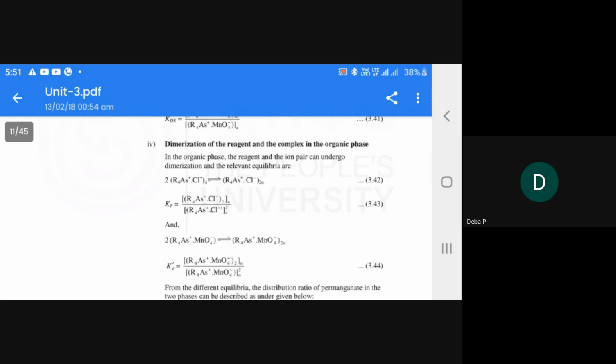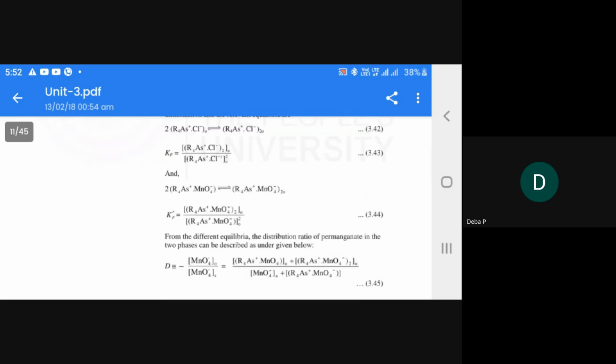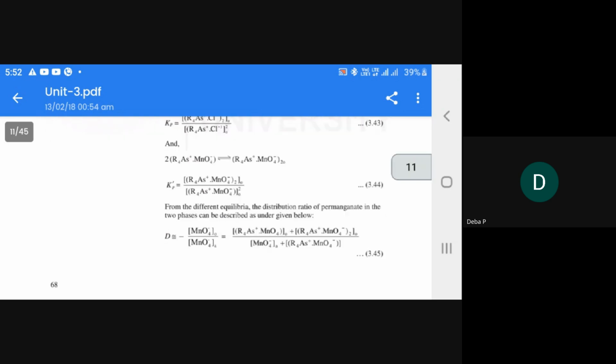3.42 will get 3.43. Similarly, next one is the dimerization in organic phase of the permanganate, that is of chloride, and this is for permanganate. So we'll get the equation like this. So Kp dash. So from the different equilibria, the distribution ratio of permanganate in two phases can be described similarly as discussed earlier. So D will be nearly equal to the distribution of MnO4- in organic phase to that in aqueous phase. After equating all these equations, we will get the equation as in 3.45.